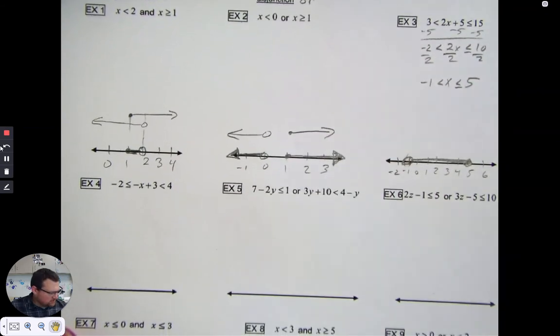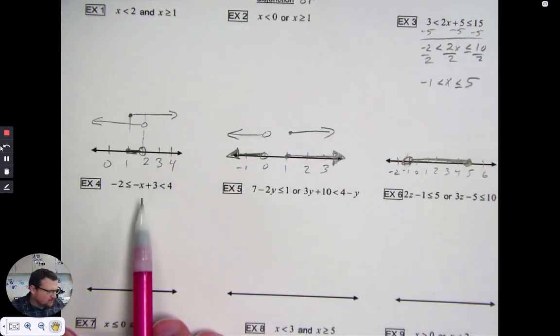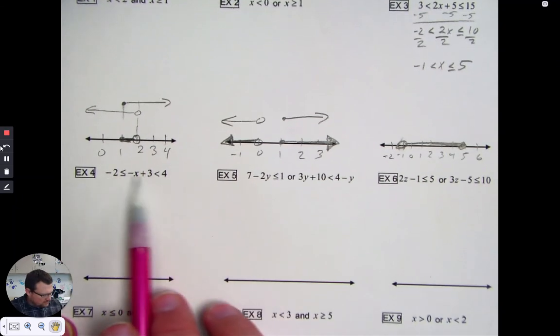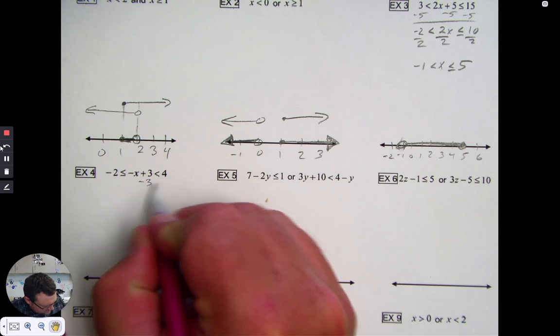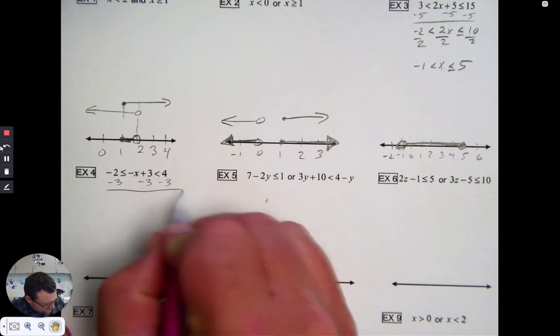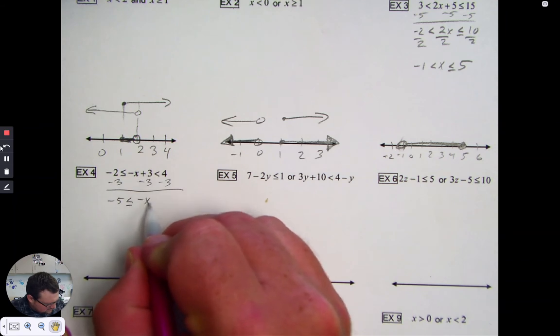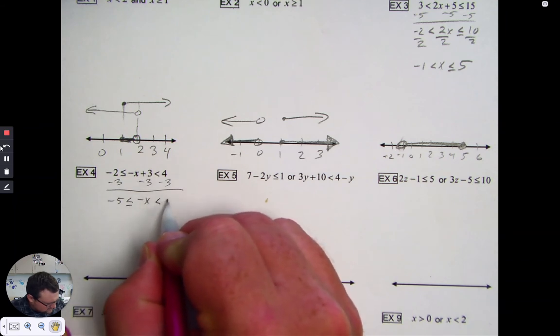Okay, number 4 is more of the same exact idea, right? You have multiple things you have to deal with. You have all 3 different parts. So I'm going to subtract 3 from both sides. So negative 5 is less than or equal to negative x, which is less than 1.